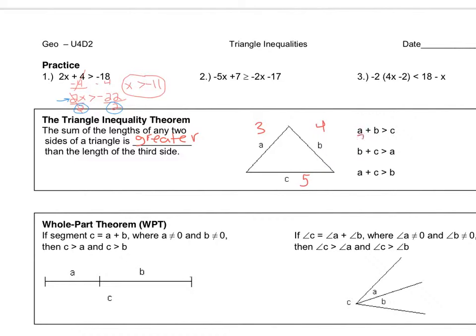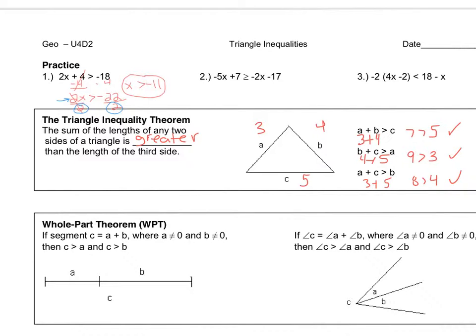So if we wanted to check if our 3, 4, 5 triangle could in fact create a triangle, what we would do is we would add our groups of sides together to see if they are greater than the remaining side. So A and B, 3 and 4. 3 and 4 is 7. 7 is in fact greater than 5. We're good. Next, we have 4 and 5. 9 is greater than 3. We're good. Then we have 3 and 5. 8 is greater than 4. So this triangle works. It is possible to have a triangle with the sides 3, 4, and 5.